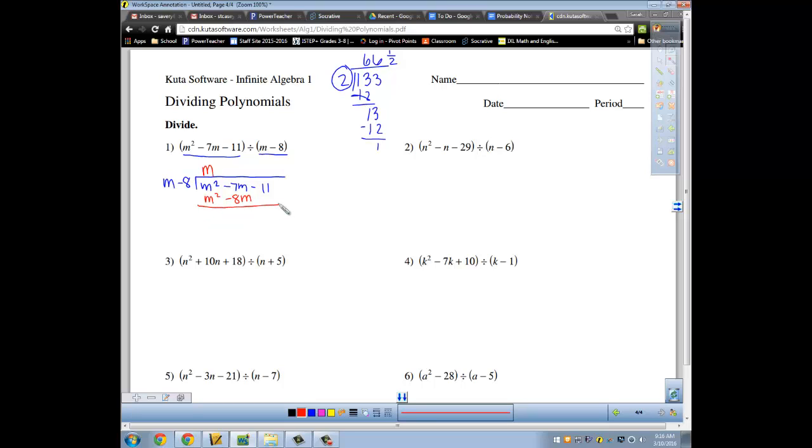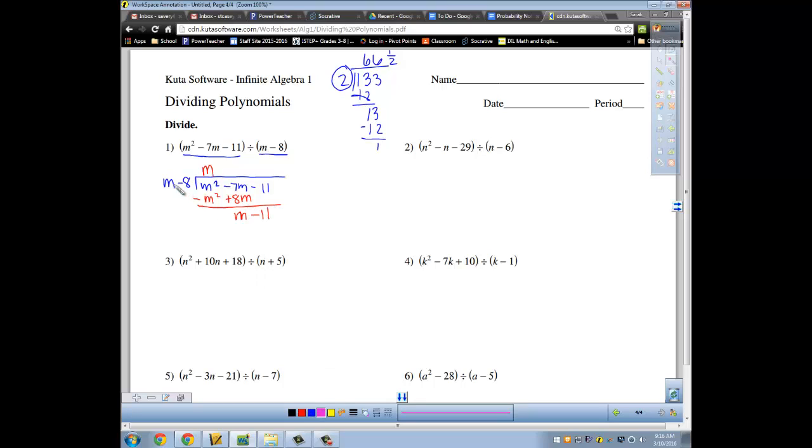Just like normal long division, we subtract, but we're subtracting every term. So when I subtract this negative 8m, because minus negative 8, that becomes positive. So really we're just going to change all the signs for these new terms. M squared minus m squared is just 0, so don't care about that. Negative 7m plus 8m is just 1m, or m. Bring down the minus 11.